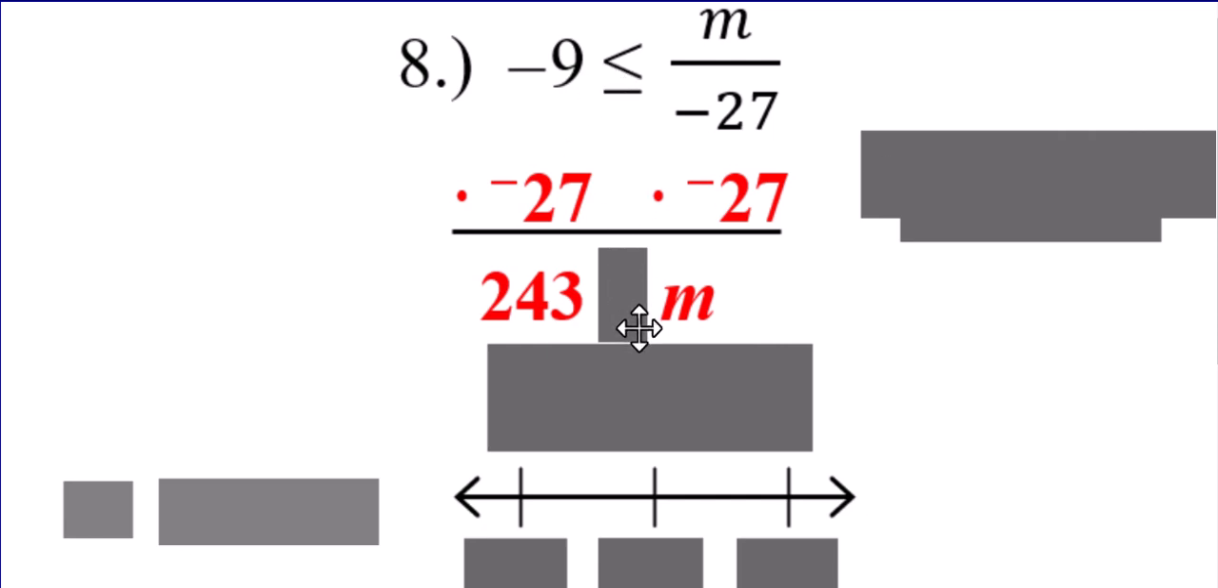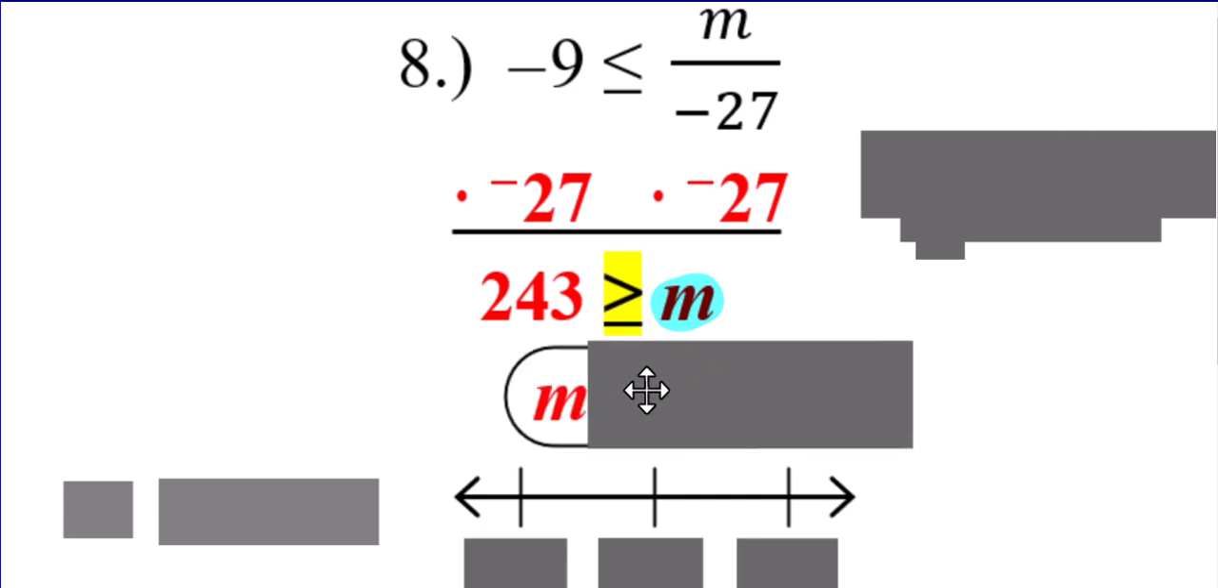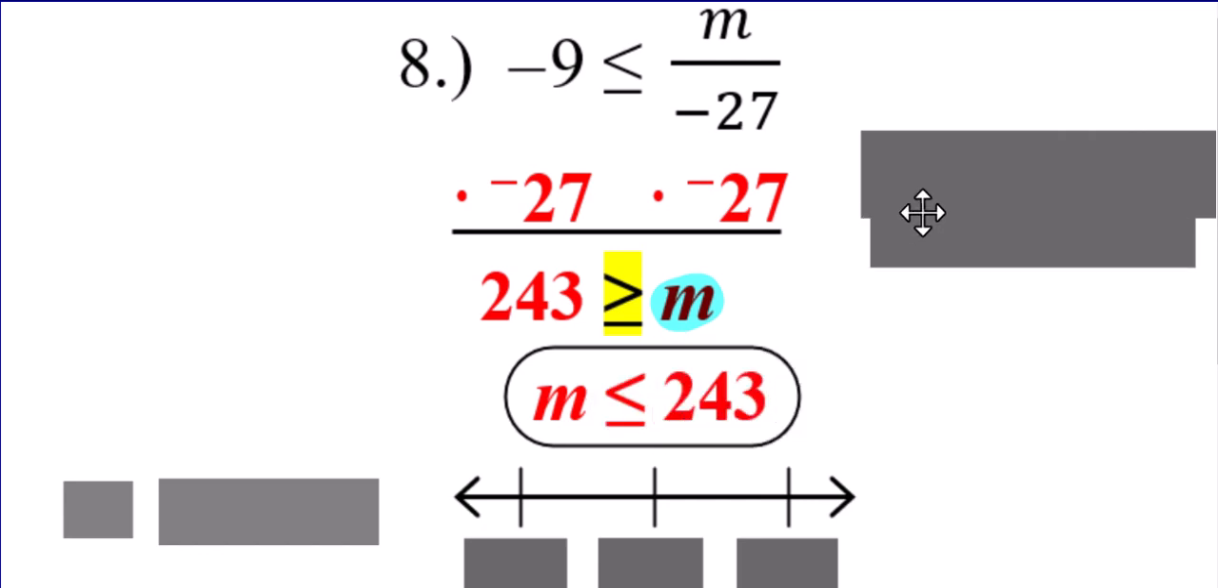Should the inequality symbol switch direction? Why, yes, because when you multiply by a negative, the inequality symbol should switch direction. This is going to happen anytime you multiply by a negative on both sides or when you divide by a negative on both sides. But before we graph, is this variable where we want it to be? No, we want the variable to be on the left. So, anytime the variable ends up on the right, you're going to have to do an extra step underneath and flip the whole thing around, making this m is less than or equal to 243.